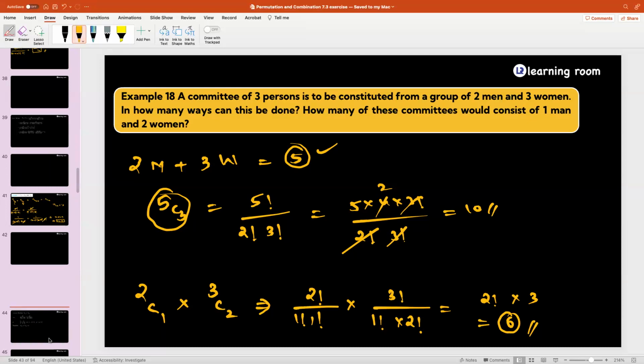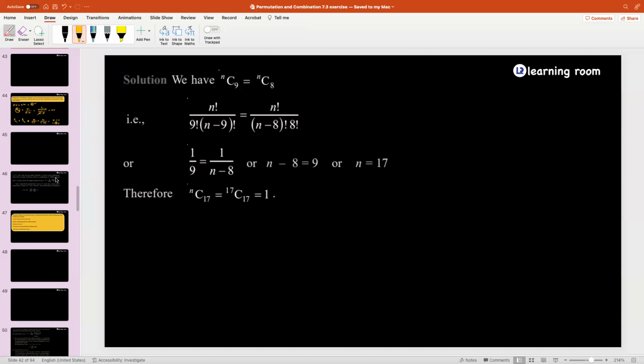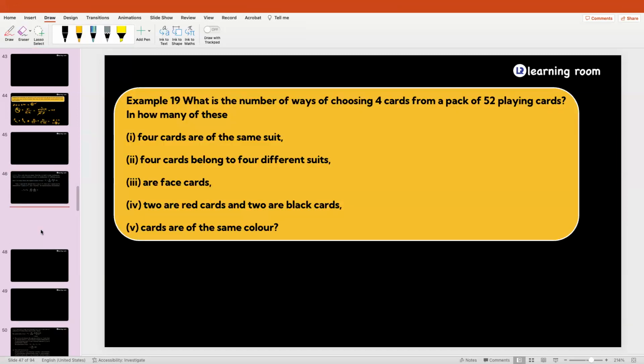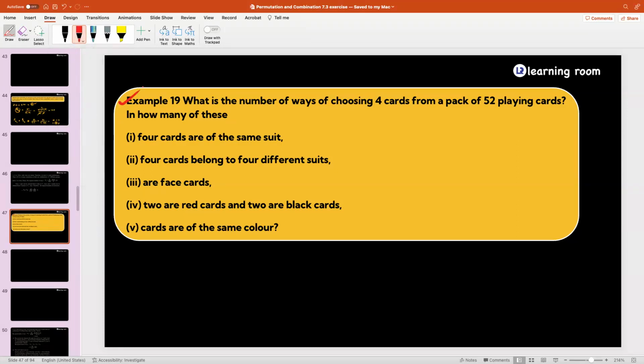Okay. So tell me how to solve the 19th one. What are the number of ways of choosing 4 cards from a pack of 52 playing cards? In how many of these 4 cards are of the same suit? What is the number of ways of choosing 4 cards from a pack of 52 playing cards? In how many of these 4 cards are of the same suit?